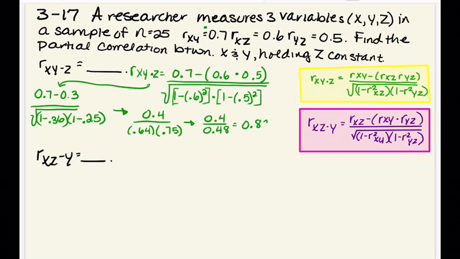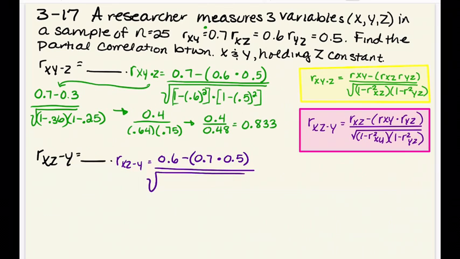The next section asks us to find the partial correlation between x and z holding y constant. So we'll take our same formula and just switch it around a bit. If you notice, our formula always takes the partial correlation that we want and subtracts and divides the correlations that include the variable that we're trying to hold constant. In this case, all of the correlations that include y, which we're holding constant, are included in the subtraction or division sections of the formula.